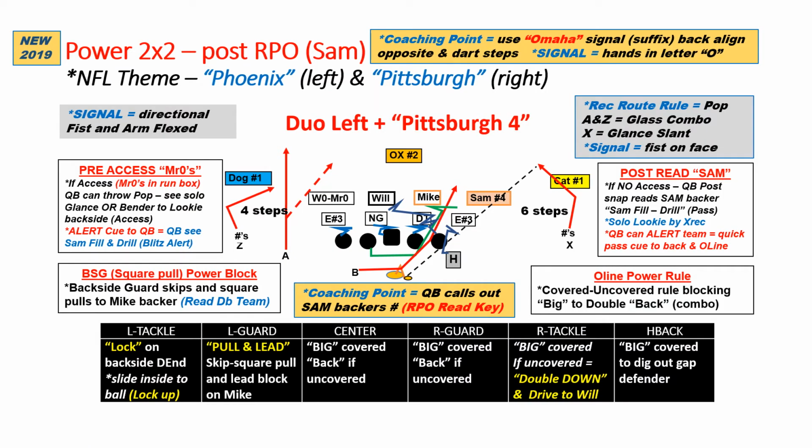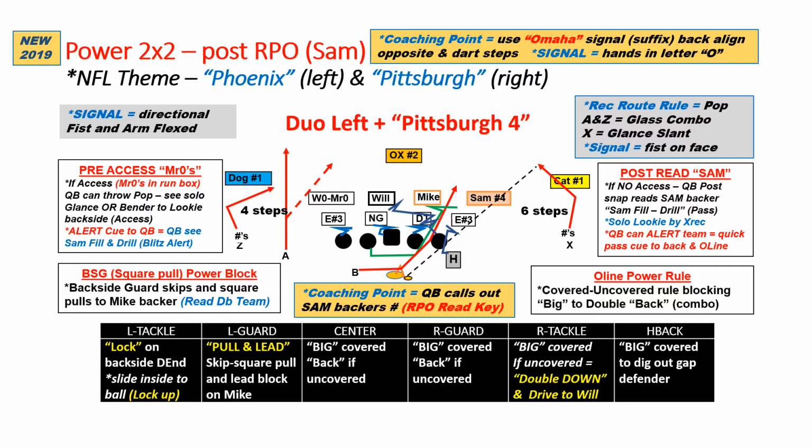So here's power out of a 2x2 set. You can see power is a post-snap RPO read, where we're focusing again on the Sam backer. Again, the H backer is going to go ahead and dig out that defensive end, try to get his head inside, and then we're going to go ahead and double back to the will with the play side tackle and guard. Key point, since the backside guard, left guard, is pulling, the center's always got to block back if there's any defenders on or over the left guard. Real simple. The read here then is the Sam.